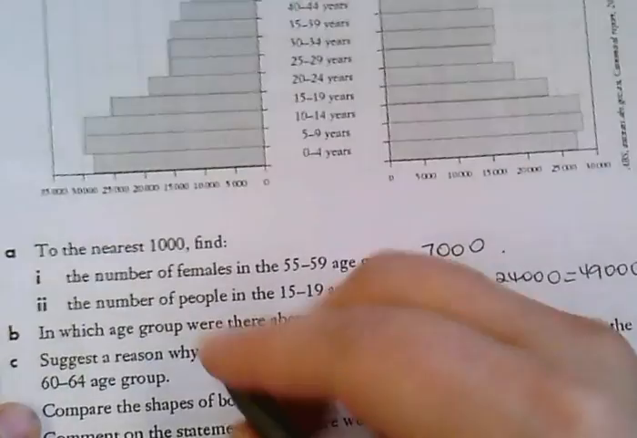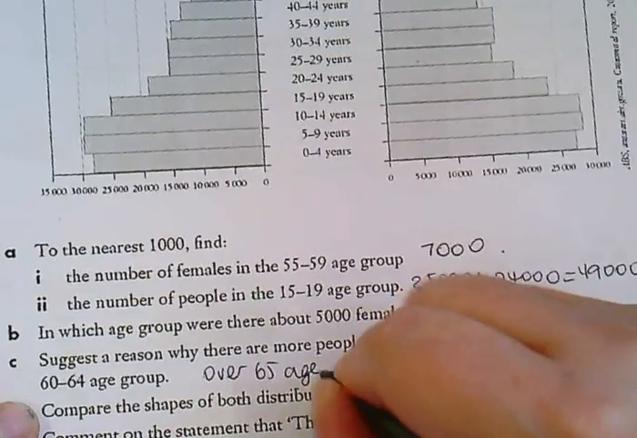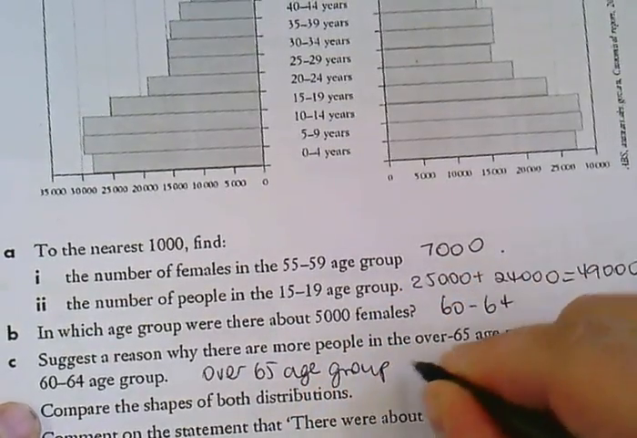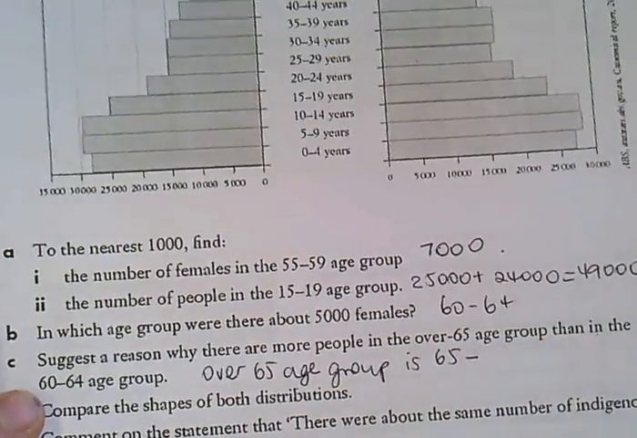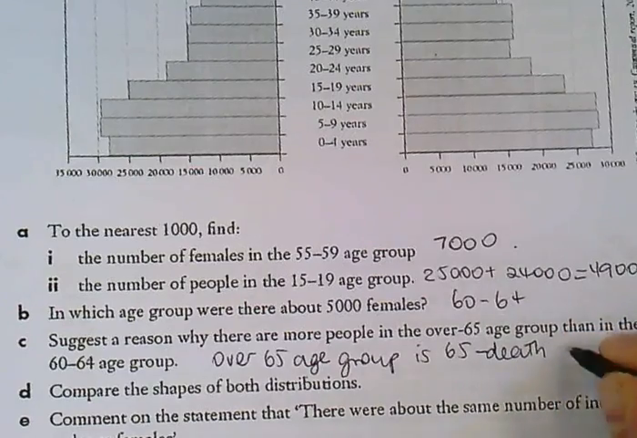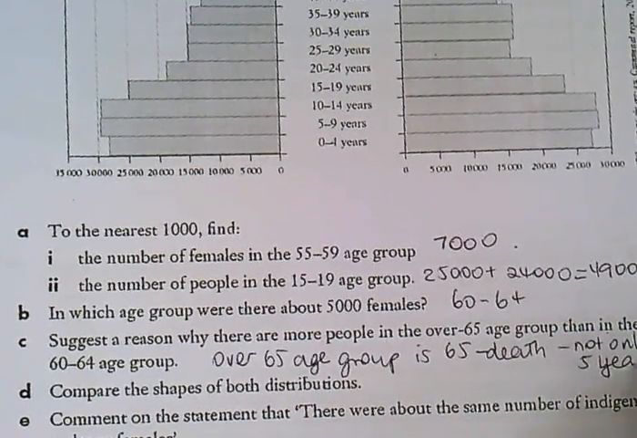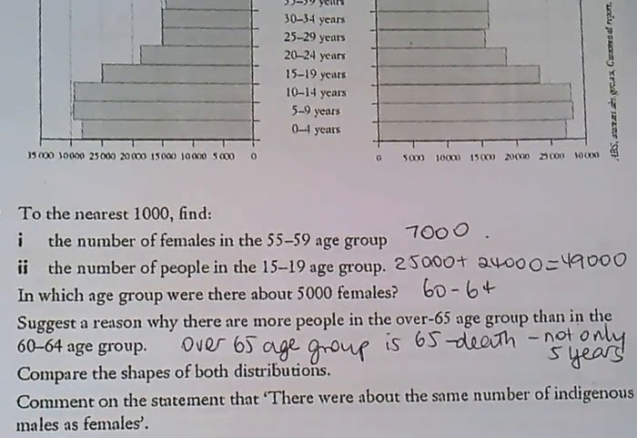Yes, it's because the over 65 age group is really 65 through to death. It's not only 5 years. So it takes in a bigger range of ages.